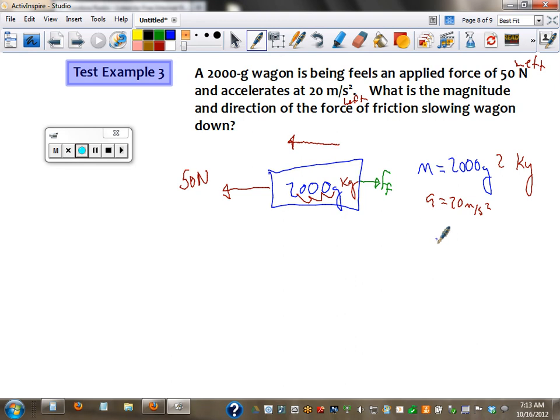First thing I need to do is find the net force. F net equals ma, or the sum of forces, equals 2 times 20 equals 40 newtons. So this is 40. Force of friction is slowing it down. So the force of friction is 40 weaker than 50. So the difference between the two is 40. Winner minus net equals loser. 10 newtons.